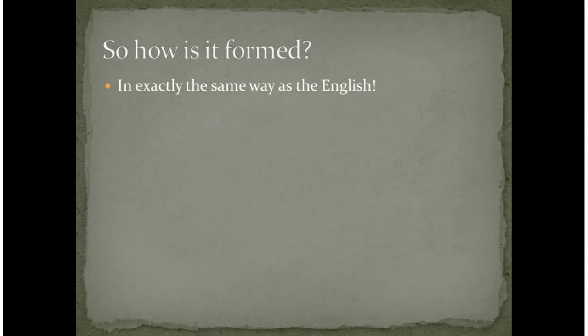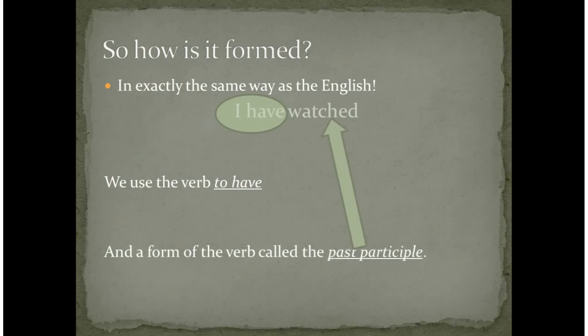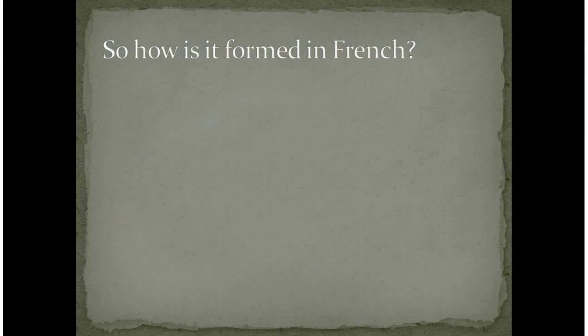It's actually formed in exactly the same way as in English. So I have comes from the verb to have, and watched is the part of the verb that we call the past participle. So the first thing that you need to be able to do to form a verb in the perfect tense is to look at the verb avoir in the present tense. So I suggest at this point you pause the tutorial and see if you can remember and write down all of the correct parts of the verb avoir.